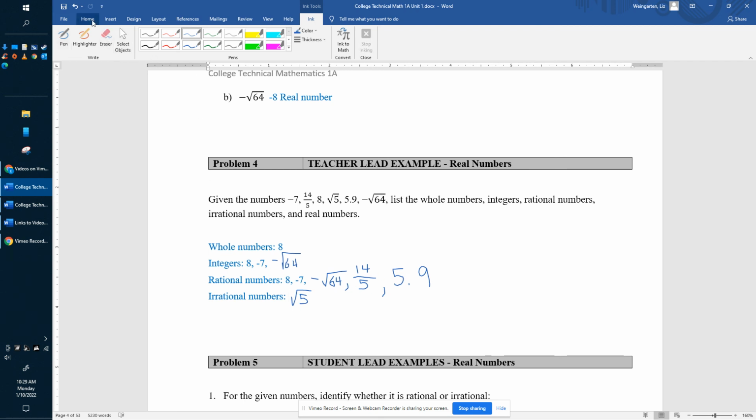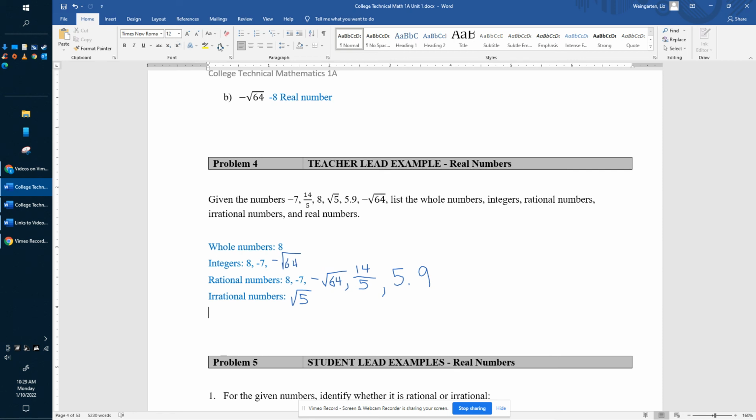And then lastly, it asks us what our real numbers are. And the real numbers are all of the above, because none of them include the square root of a negative number or the imaginary number i.